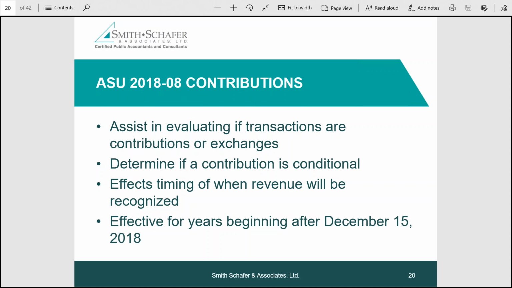Ultimately, FASB believes this will affect the timing of when revenue will be recognized. FASB believes this standard will cause more contracts to be considered contributions and more contributions to be considered conditional. So it is going to affect the timing. Although this standard came 4 years after the original standard, it did not change the effective date. So the effective date coincides with the rest of the revenue recognition standard, and it is effective for years beginning after 12/15/2018, or the first ones will be 12/31/2019 year ends.